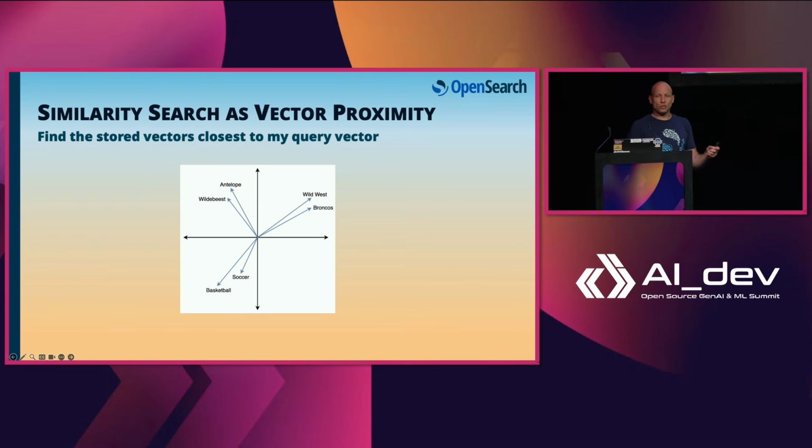So in lexical search, we use algorithms such as BM25 to calculate the relevance, the similarity of our document to our search query, based on term frequency and occurrence models. With embeddings, the similarity is calculated by the proximity in that multi-dimensional space. Essentially, we take the embedding of our query and find the embeddings that are closest to it in that space. So let's dive deeper into what that vector proximity means.